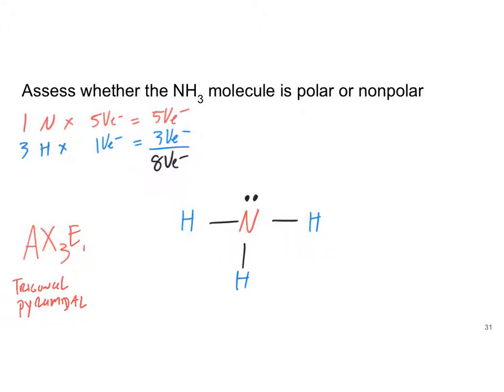Now, the next thing that we have to do is we have to assess the types of bonds. So in this molecule, I have 3 nitrogen-hydrogen bonds. So the first thing I need to do is I need to assess whether or not the bonds themselves are polar. So between nitrogen and hydrogen, let's see.